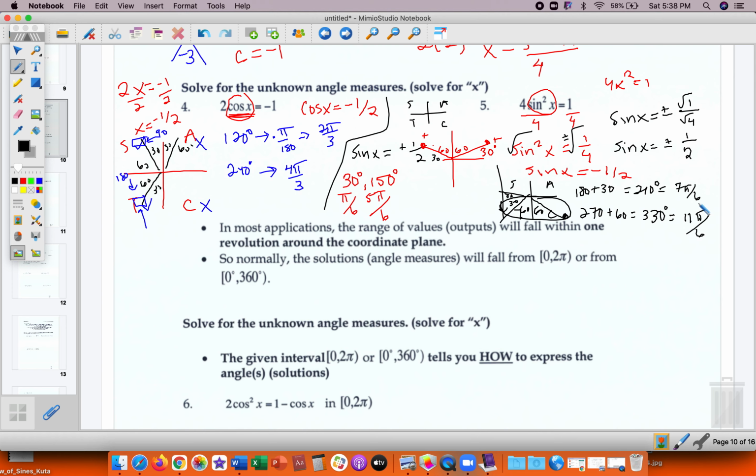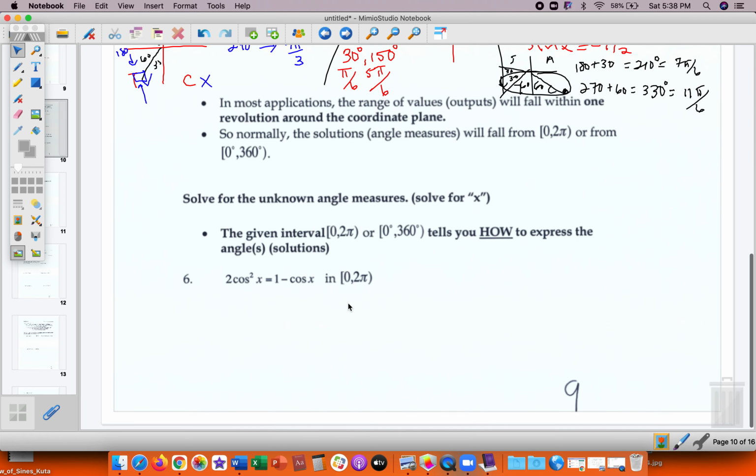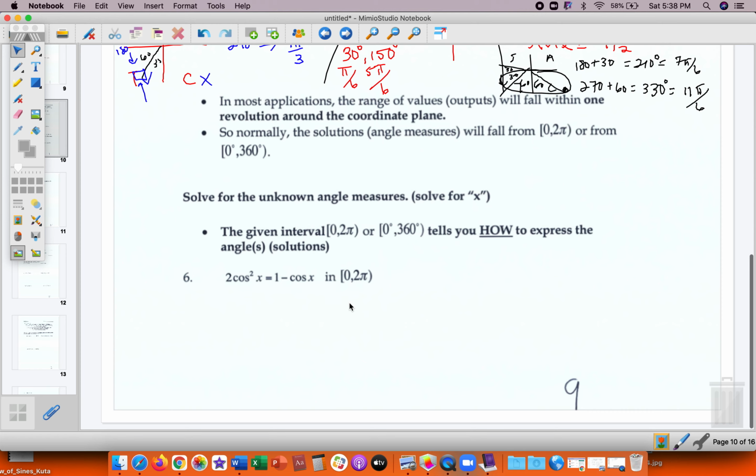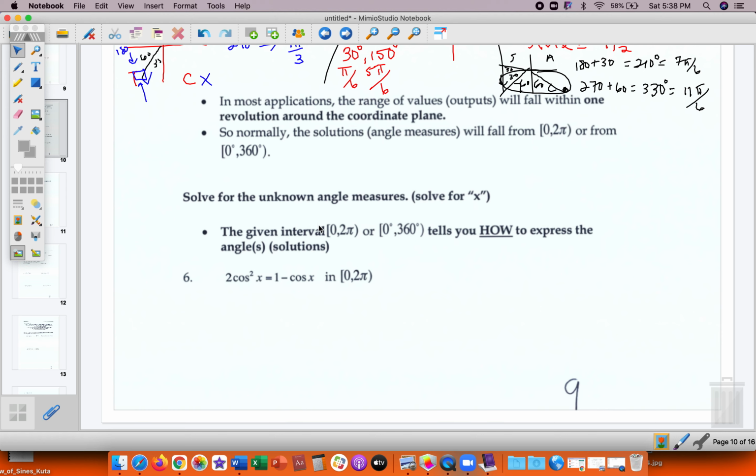So that problem actually had four different solutions. Let's continue on. In most applications, the range of values or outputs will fall within 1 revolution. So normally the solutions or angle measures will fall from 0 to 2 pi, or we say 0 to 360 when we're talking about 1 revolution.